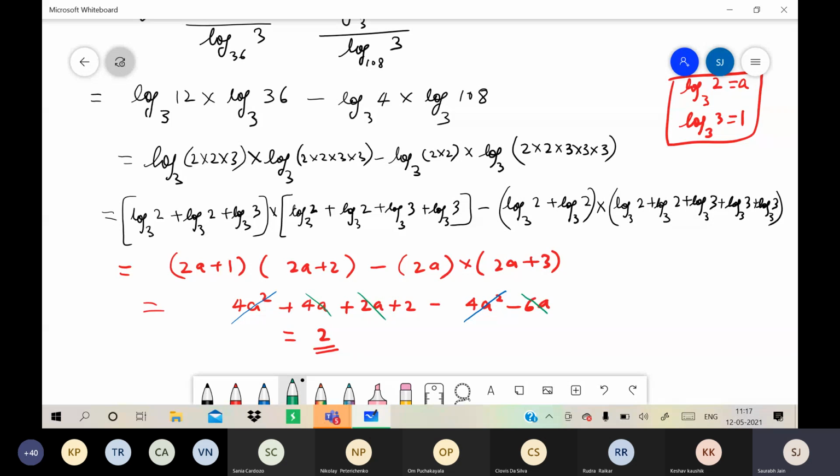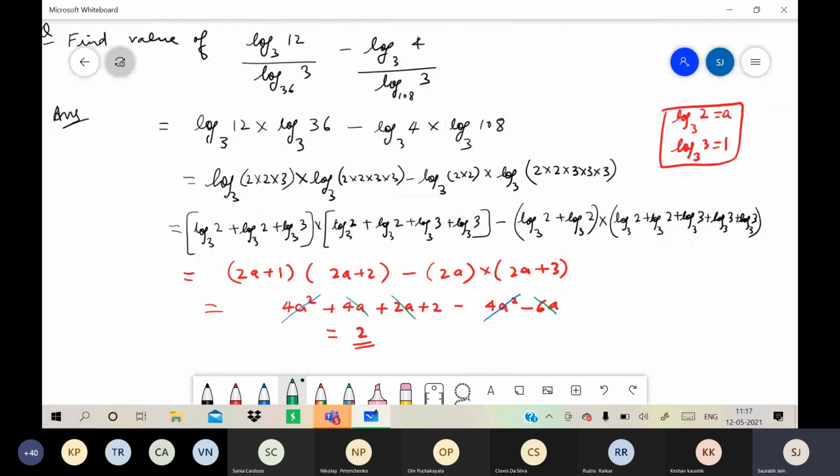What is left? 2 is left. Now actually what is happening, I am not required to put this value of a here. Why? Because the answer is not coming in terms of a, or I should say the answer is not coming in terms of log 2 base 3. The answer is simply 2. So either you write log 2 base 3 every time, if you are not taking it as a, then that term will get cancelled. But you write it as a, so it becomes a little bit easy to write and multiply. And finally a is not coming in the final answer. That is your value.